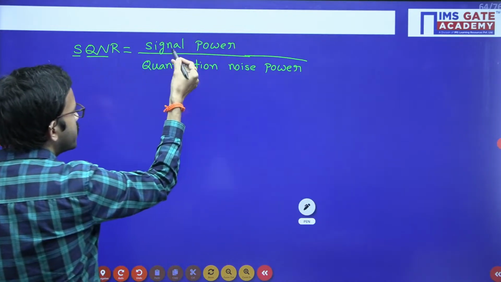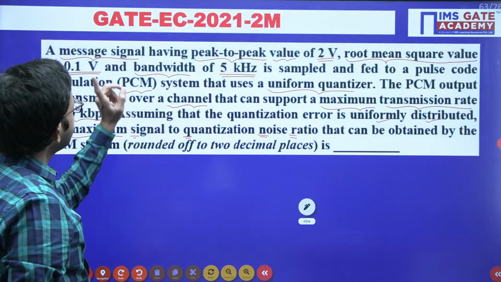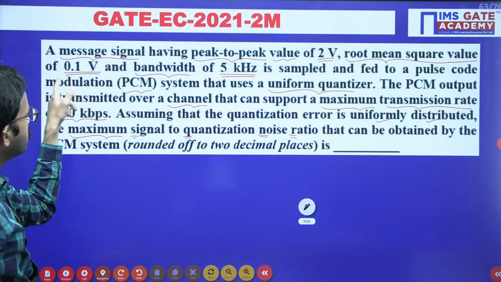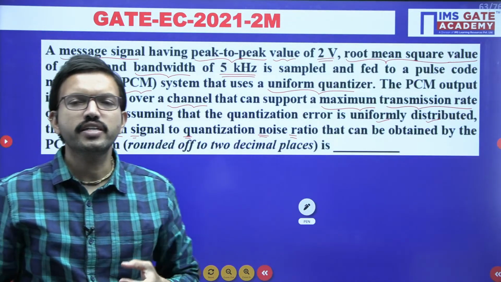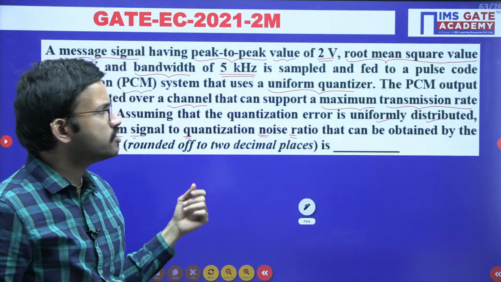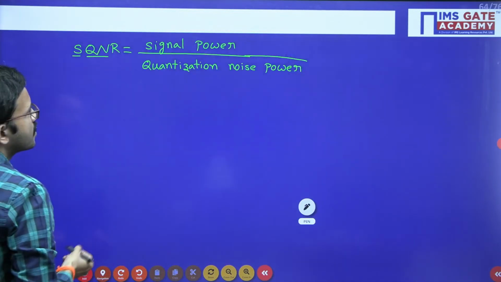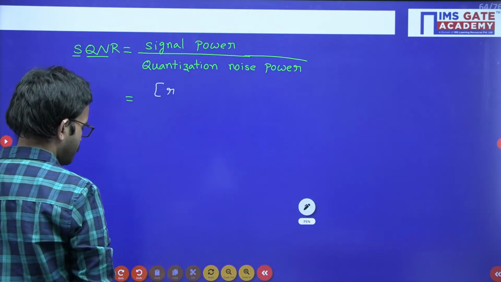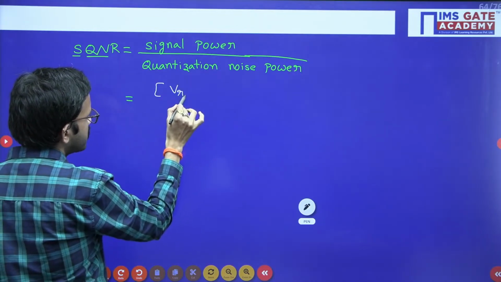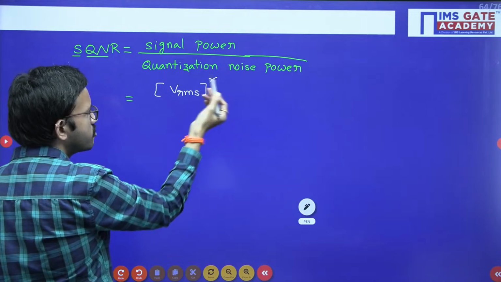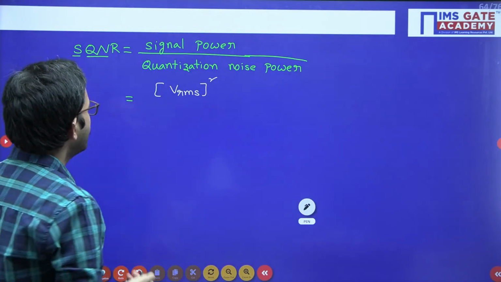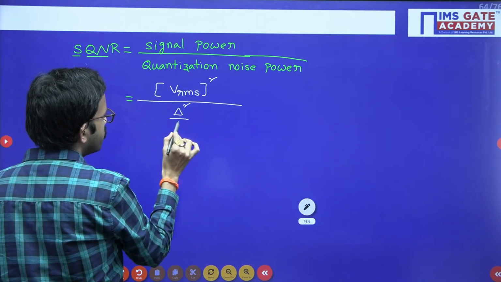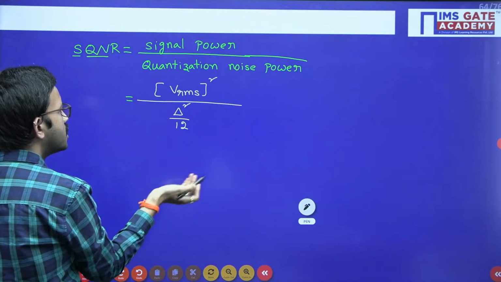So here we have to calculate the signal power. Regarding the message signal, they have given the root mean square value. So once you know the root mean square, if you square that, that is nothing but your signal power, right? So signal power is nothing but the square of the RMS value, V_RMS squared. Regarding quantization noise power, which is nothing but delta squared by 12. So here 12 will go into the numerator.